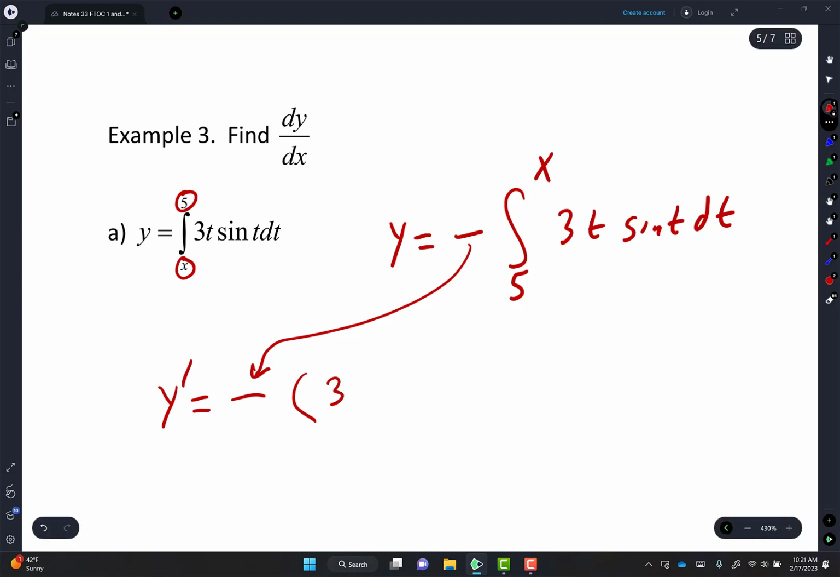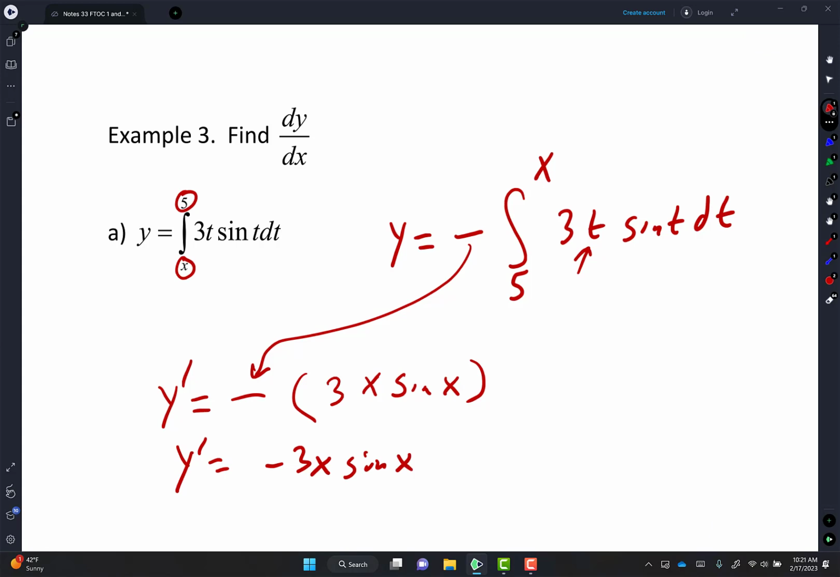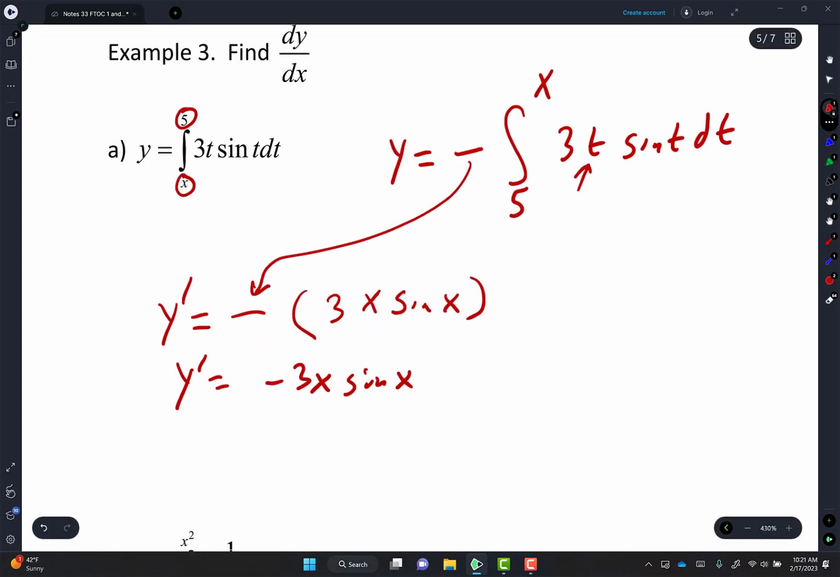And then 3x, 3, that's a t, right? So wherever there's a t, you put an x sine x. Done. Since it's all a product, you can just drop the parenthesis. You can just say negative 3x sine x. Are we okay? Okay, nothing crazy.